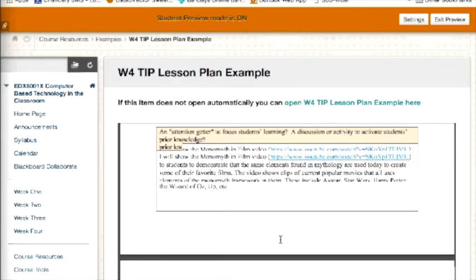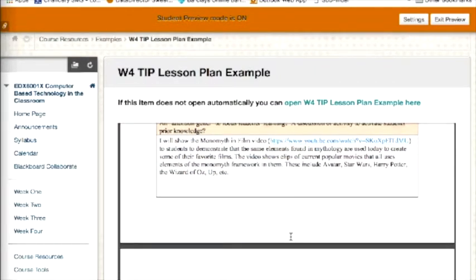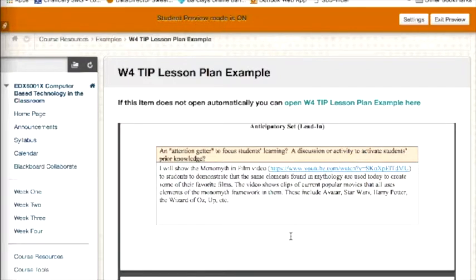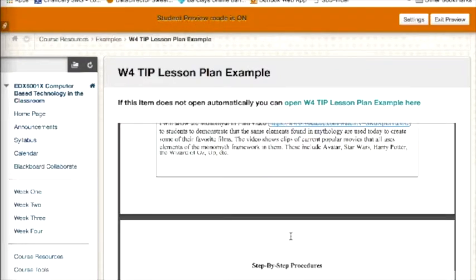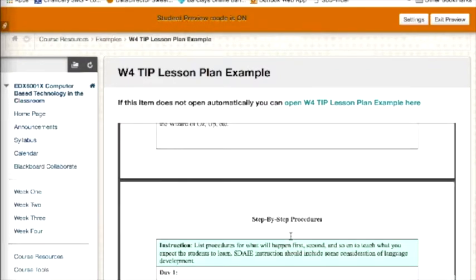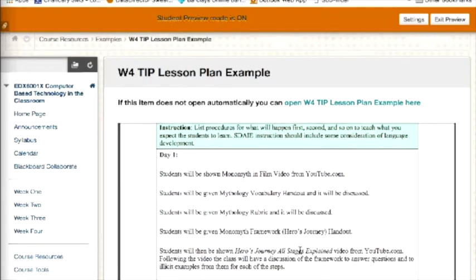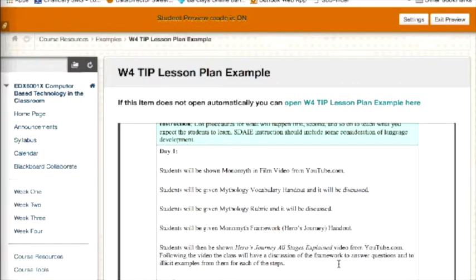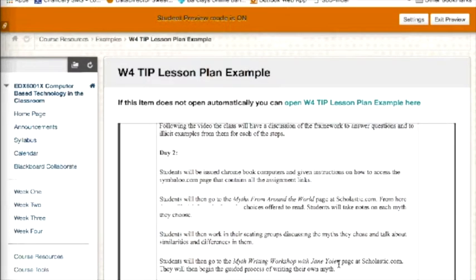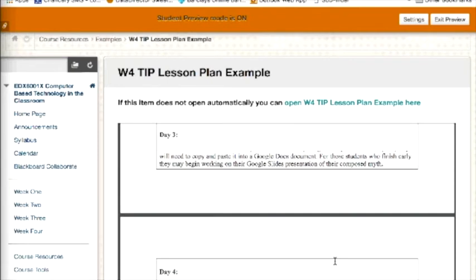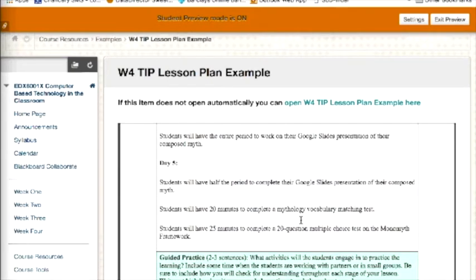Anticipatory sets, pretty normal. It's the lead-in activity, kind of like a warm-up. Another way of thinking about that is your warm-up activity. And then your step-by-step procedures, it reads like a recipe. Day one, step one, it breaks it down. This needs to be really clear about what you intend to have students do.